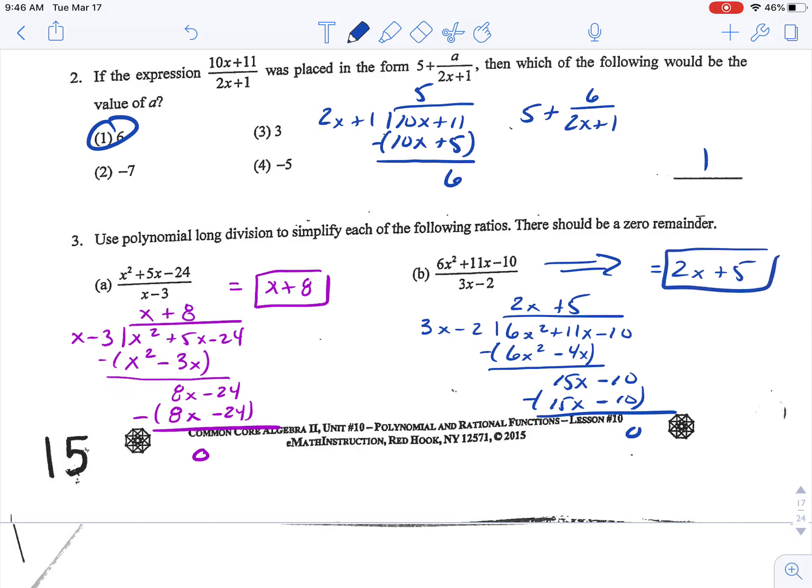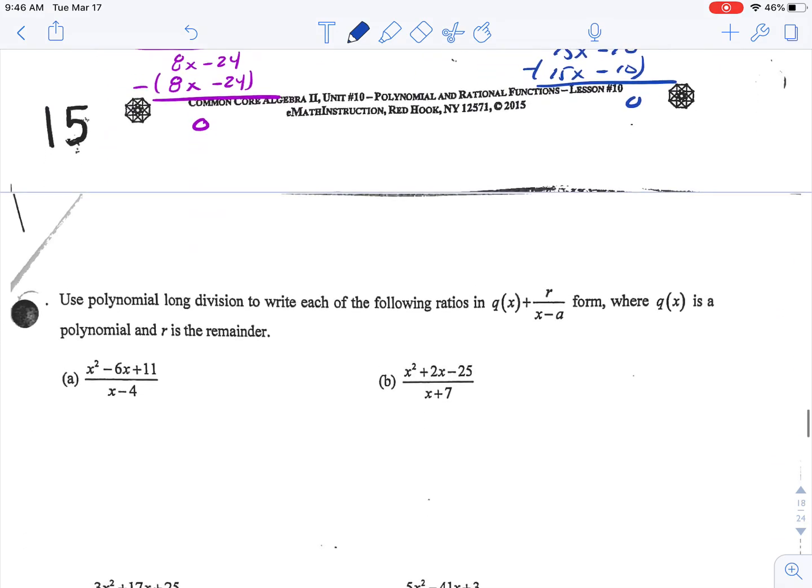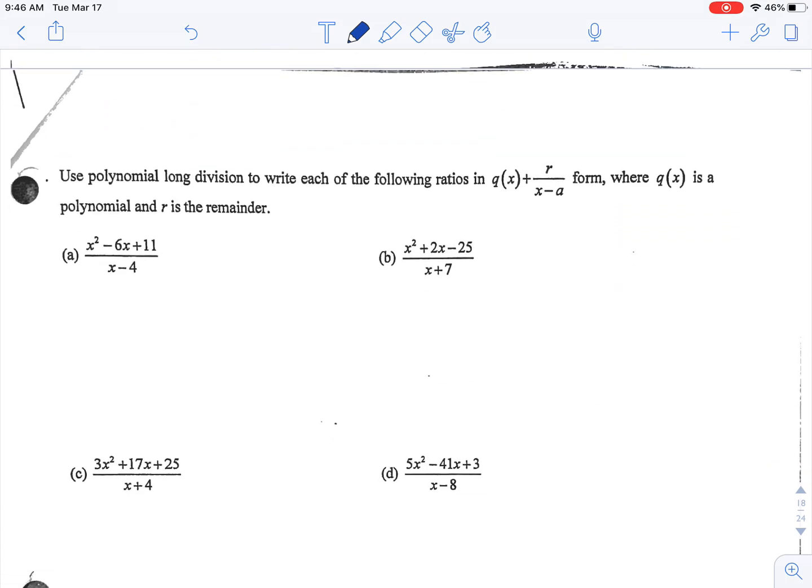And no need to write 0 over the 3x minus 2, because 0 over anything is just 0. All right, so we just get those back. 0 remainder is great. Let's take a look now at the next page.